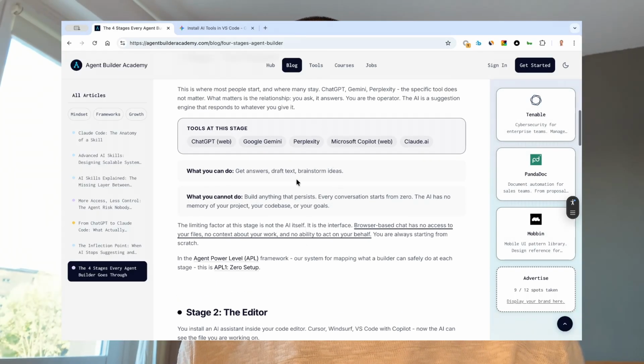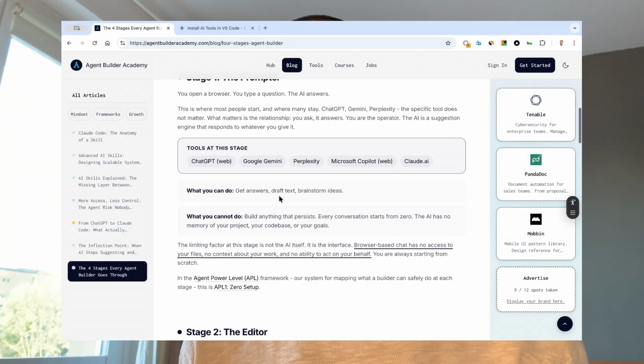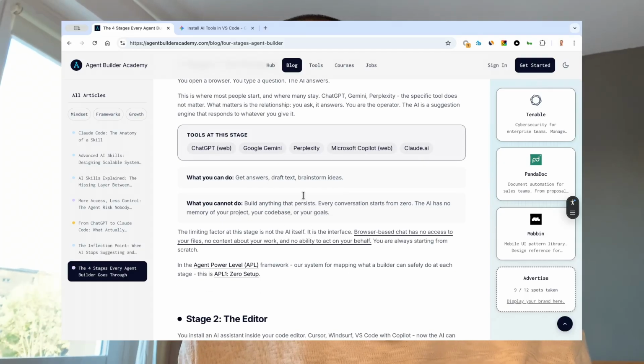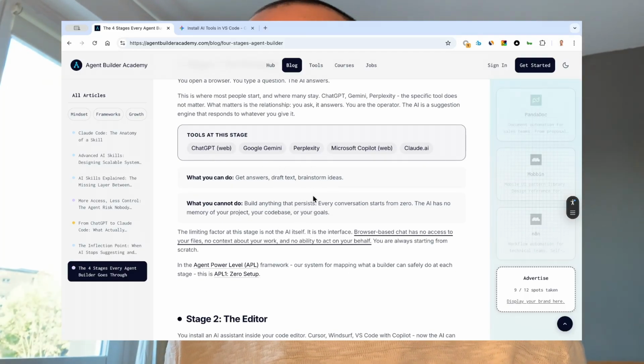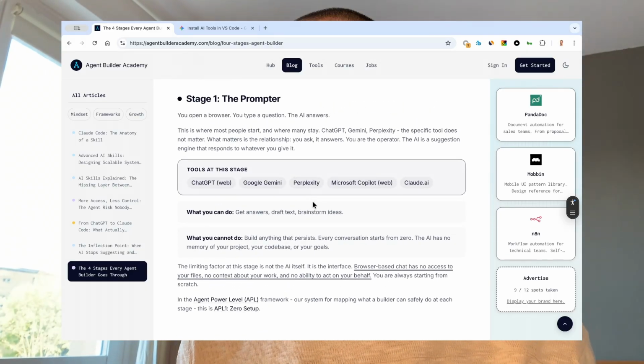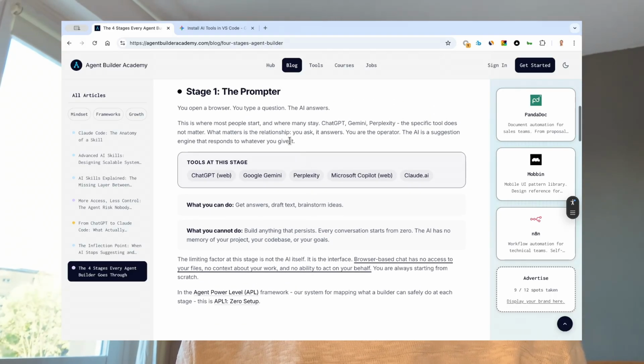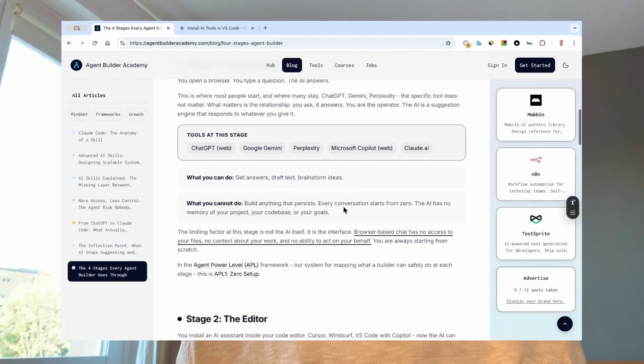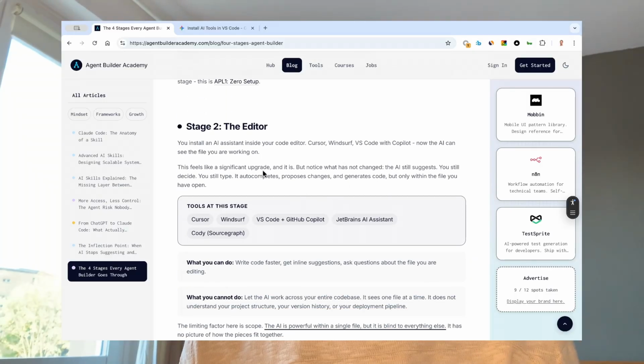So many of us are working with such tools, obviously, on a daily basis. If you're not, you have to test it out, and you have to use those tools because they are leveraging your productivity. So very important stage, and you have to start here in order to understand what these tools are and what they can do. Next stage is the editor.